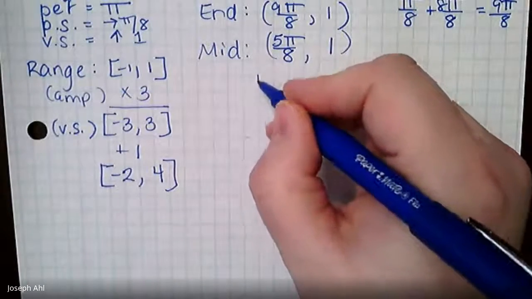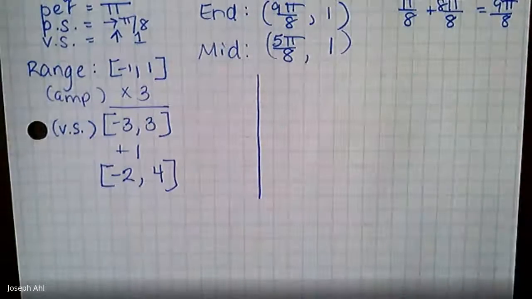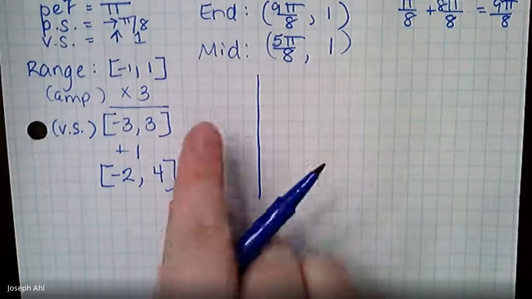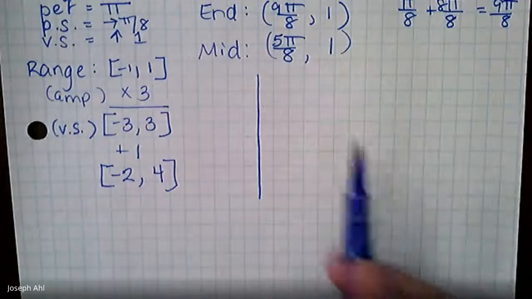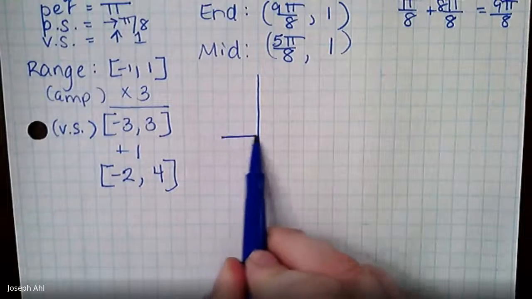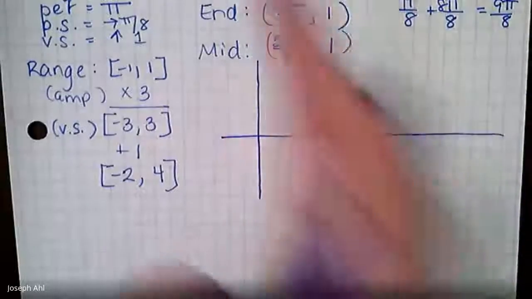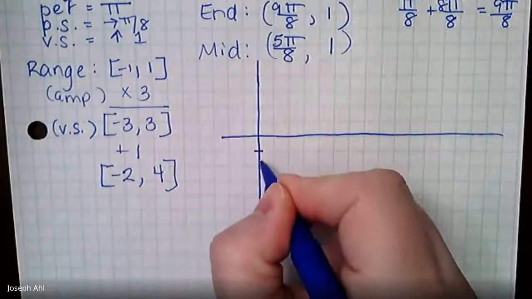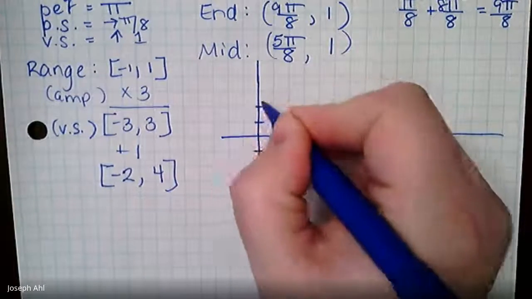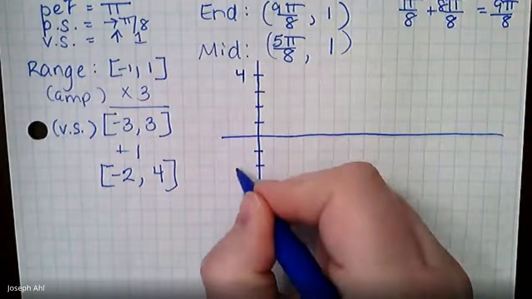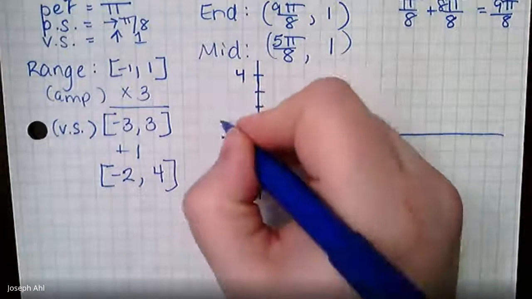So when I go to make my sketch, I'm going to set up my axes. Since I'm shifting to the right, I don't need any negative x values. So I'm going to put my y-axis pretty close to the left-hand side here. We do need a range from -2 to 4, so I'm going to make every space 1 unit on the y-axis.